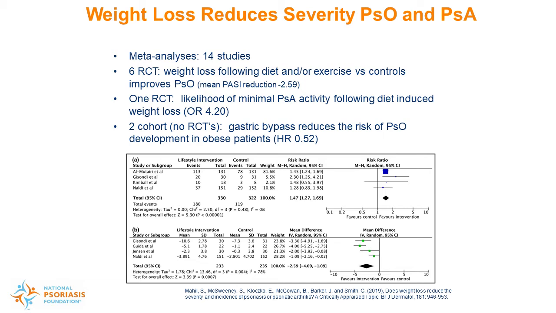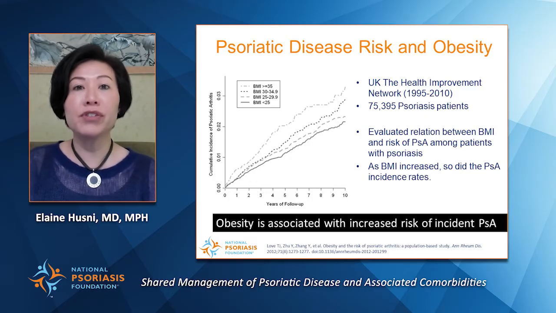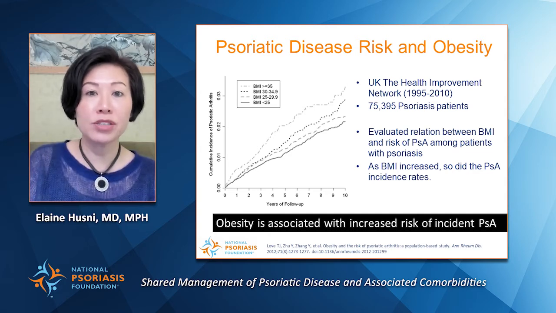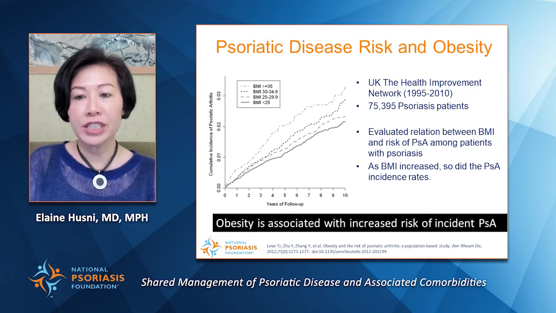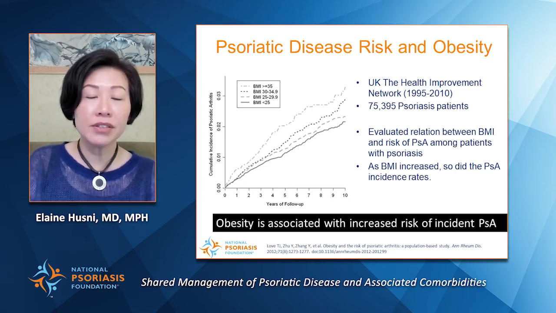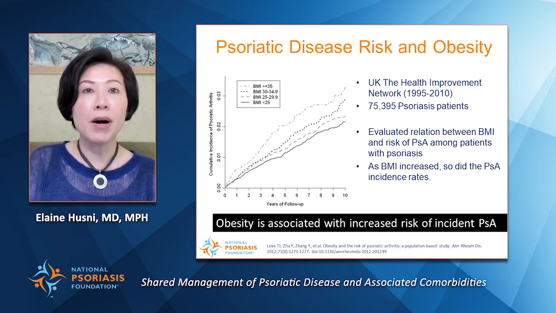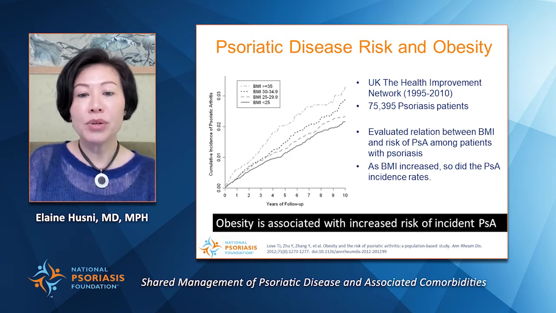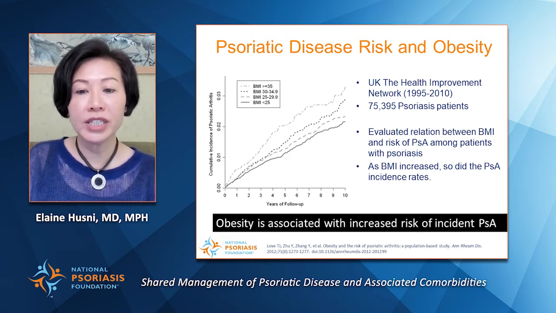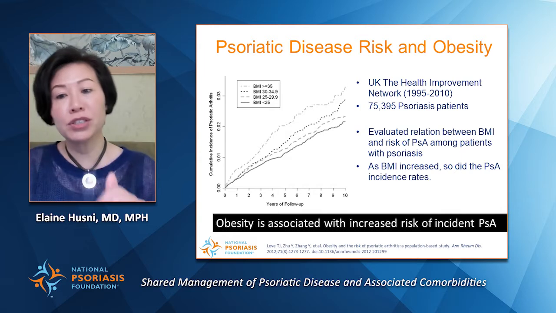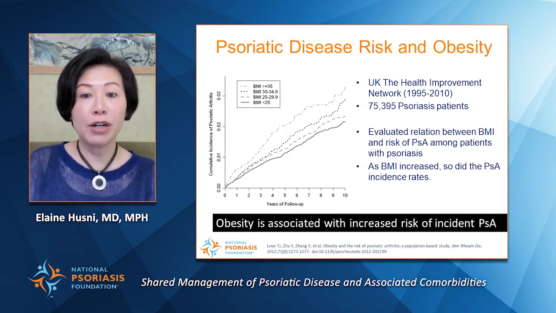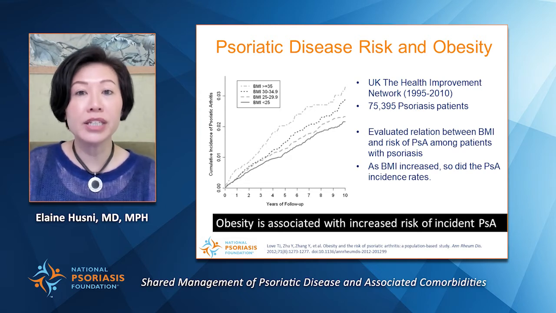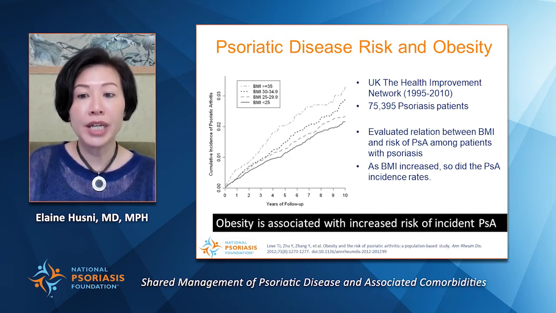We also looked at psoriatic disease in general through a really large network in the UK. This is over 70,000 patients. And once again, evaluating the relationship between BMI and risk of psoriatic arthritis among patients with psoriasis. So the conclusion here is as your BMI increased, so did your psoriatic arthritis incident rates. So they concluded that obesity is associated with an increased rate of incident new cases of psoriatic arthritis.